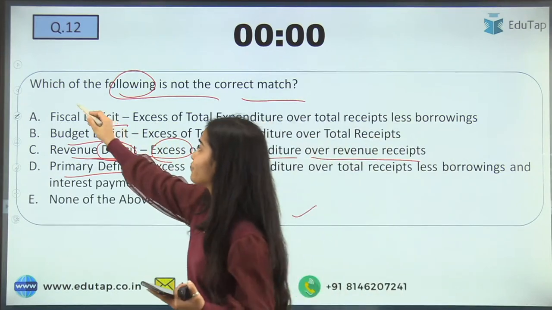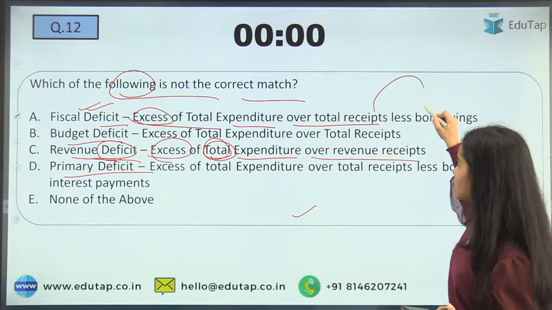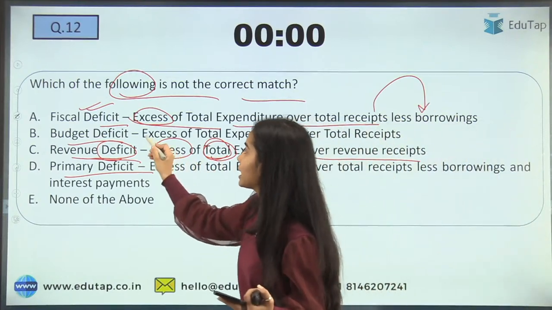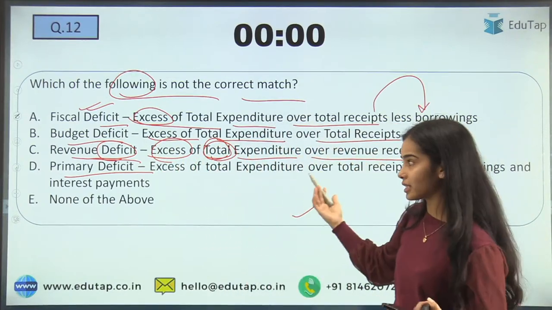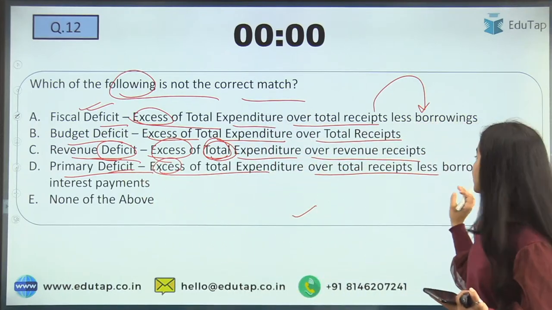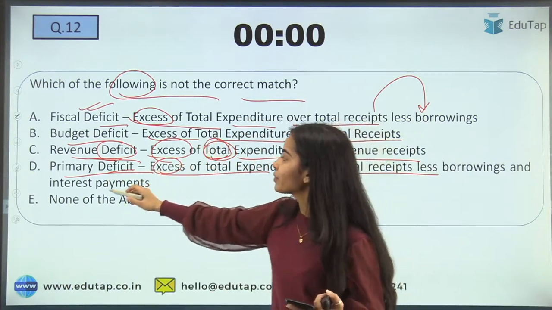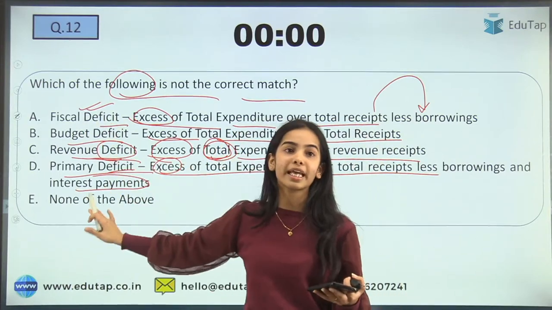Okay, so the fiscal deficit, this is the right formula: the excess of total expenditure over total receipts, less borrowing. Budget deficit: excess of total expenditure over total receipts. Primary deficit: excess of total expenditure over total receipts, less borrowings and interest payments. It is just that you are deducting the interest payments from the fiscal deficit and you can come to the primary deficit.